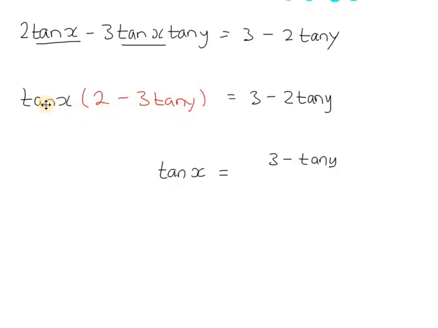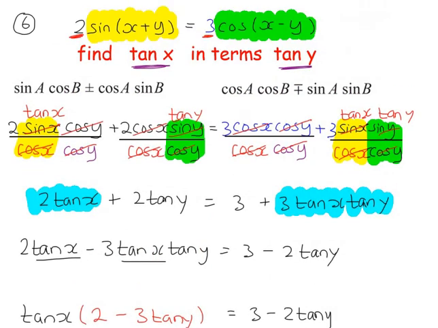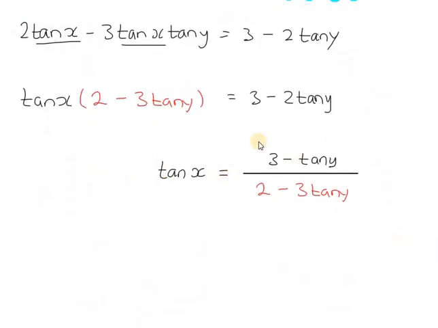Okay, so once it's factorized, we just want the tan x by itself. At the moment it's multiplied by all of this in brackets, so we need to divide the right hand side by 2 minus 3 tan y there. So now we have tan x in terms of tan y. So when a question says find something in terms of something, this should be the subject of your equation at the end. So tan x equals, and then whatever you've got in terms of tan y.